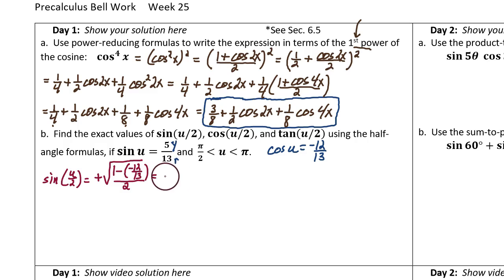Now let's simplify. This will make the square root of 25 over 26. The negative negative makes a plus sign. The whole number 1 can be thought of as 13 thirteenths, and the 13 thirteenths can be added to the 12 thirteenths, making 25 thirteenths. When you divide by 2, that's 25 over 26. Now do square root. The square root of 25 is 5, and the square root of 26 is in the denominator. Now let's rationalize this. This is 5 square root of 26 all over 26.